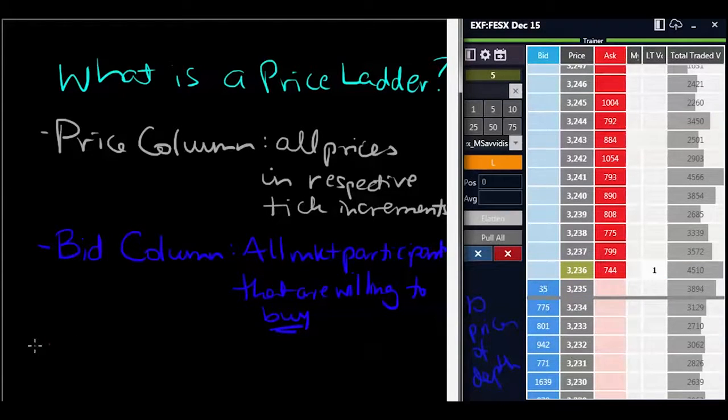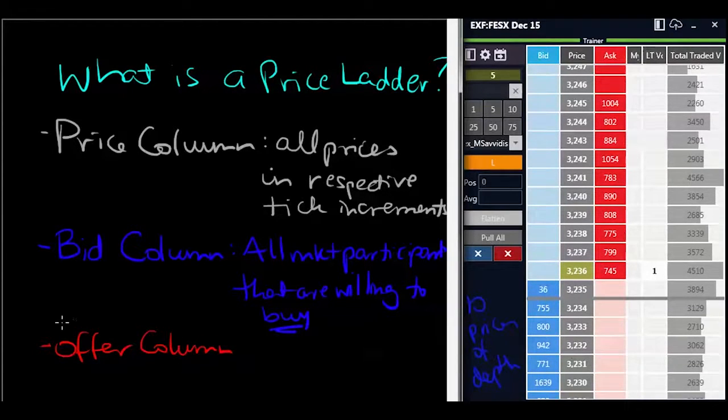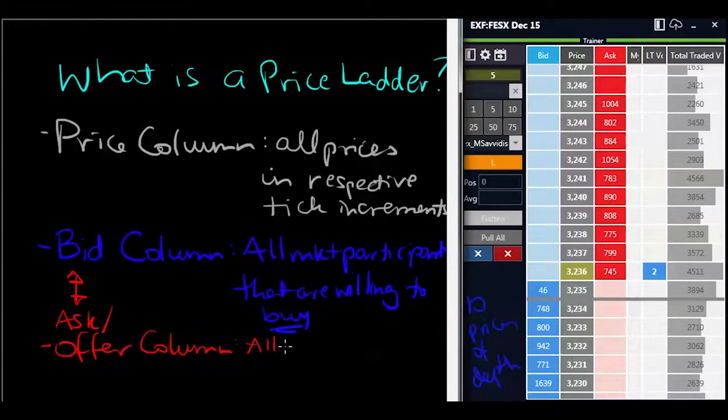So what we were talking about now is the offer side, the offer column. Some of you that spread bet probably know it as the ask. So it's the bid and the ask. The offer column is likewise all market participants willing to sell at a price.